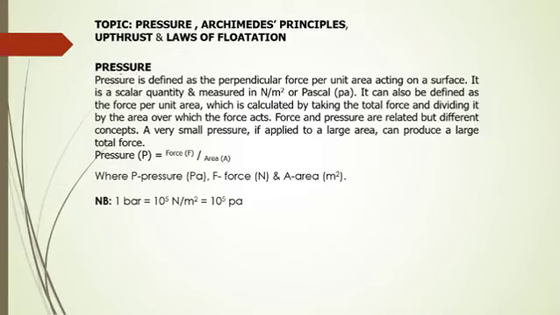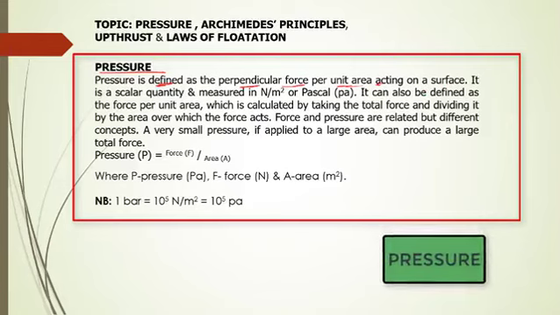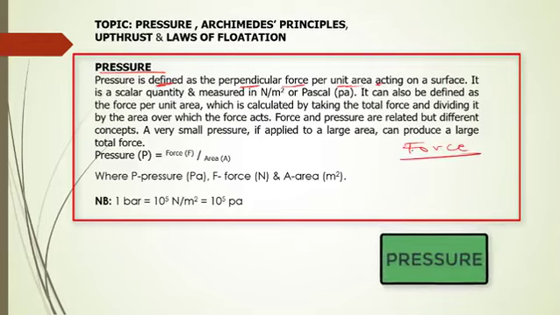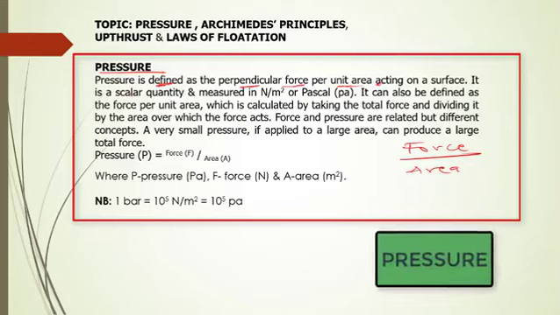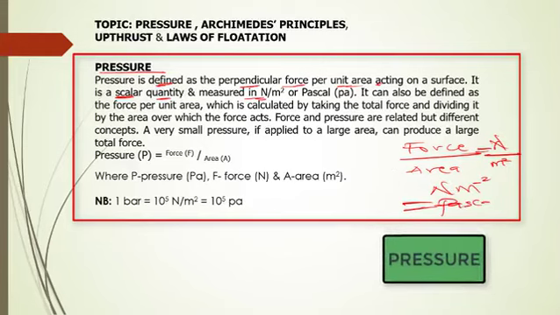Welcome back. At this point, let us take the definition of pressure. Pressure is defined as the perpendicular force per unit area acting on a surface. So we can simply say it is the ratio of force to area. That's pressure. Pressure is a scalar quantity and it is measured in Newton per meter square. Why is it Newton per meter square? Because the SI unit of force is Newton and the SI unit of area is meter square, which gives us Newton per meter square. Alternatively, it is also measured in Pascal.